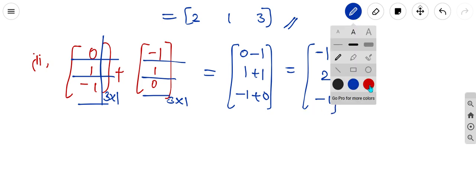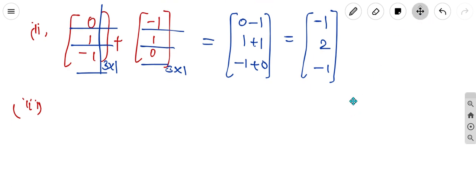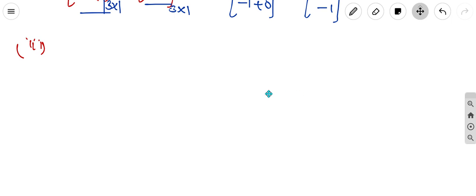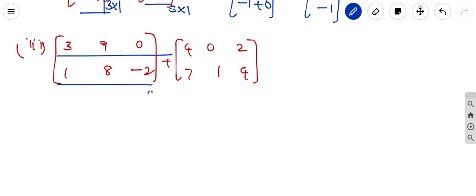Okay. The third question. The first question is a single row matrix. The second question is a single column matrix. The third question is a rectangular matrix. (3, 9, 0; 1, 8, minus 2) plus (4, 0, 2; 7, 1, 4). Rectangular matrix means the number of rows is not equal to the number of columns. Here check how many rows? 1, 2. 2 rows. How many columns? 1, 2, 3. 3 columns. Here 2 rows, 3 columns.